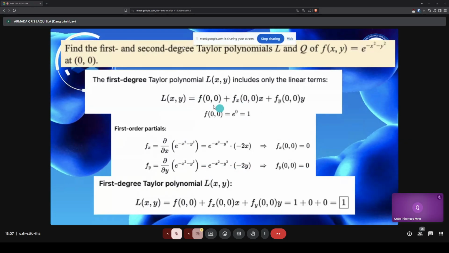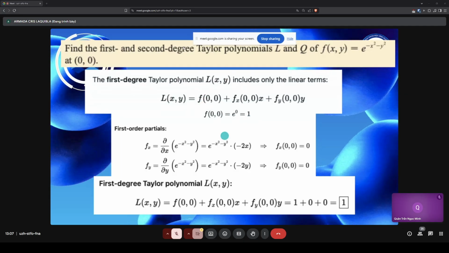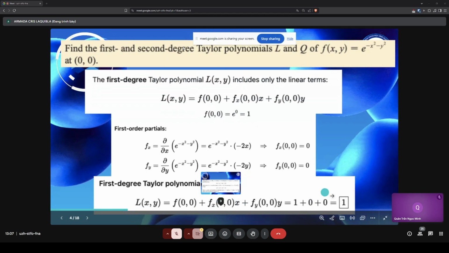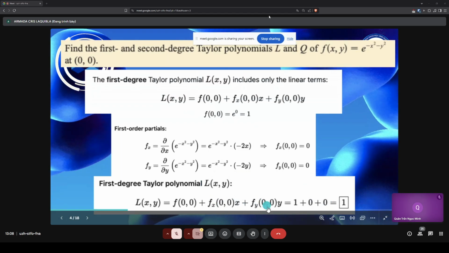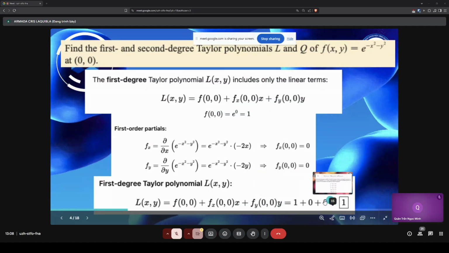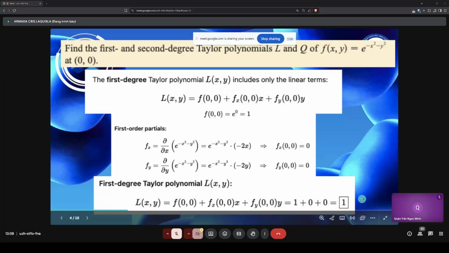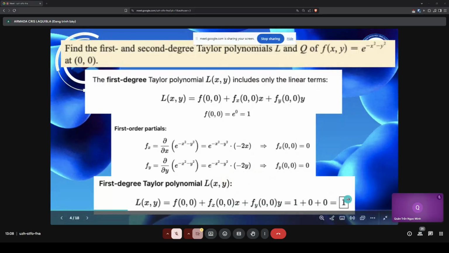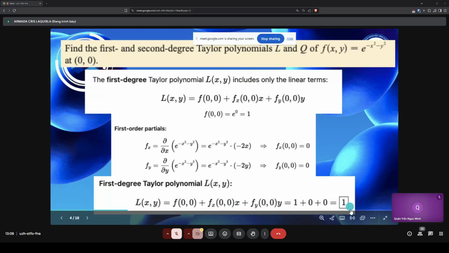Now substitute the results. Your f of (0, 0) is 1, plus f_x, which is 0, times x, it's 0. Then f_y, which is 0, times your y here, it's 0. So 1 plus 0 is equal to 1. So your first degree Taylor polynomial is just equal to 1.